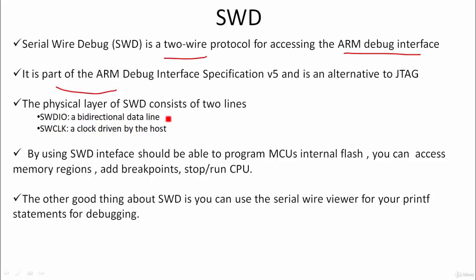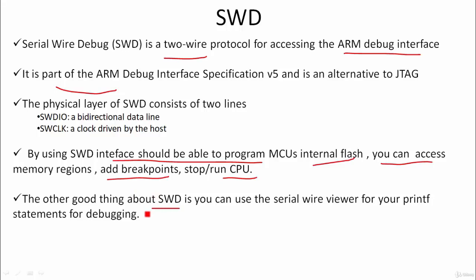So in order to talk to the processor, you can use these two pins of the SWD interface, SWD-IO and SW clock. Both are managed by the ST-Link circuitry which is present on your boards. By using the SWD interface, you should be able to program the MCU's internal flash. You can access memory regions, add breakpoints, stop or run the CPU.